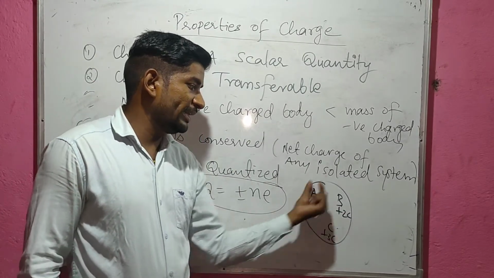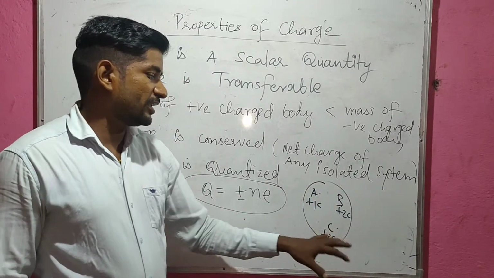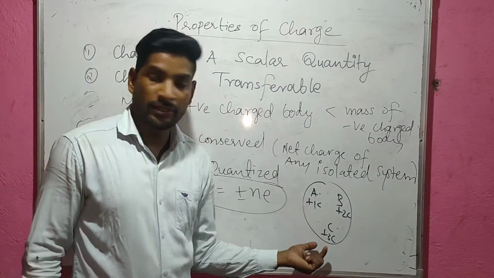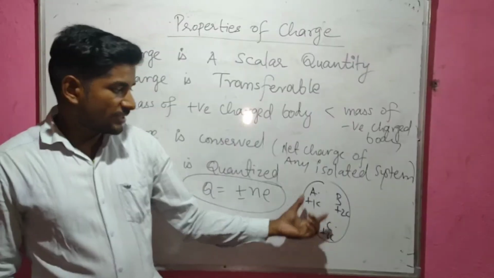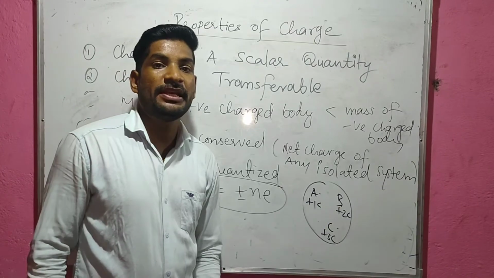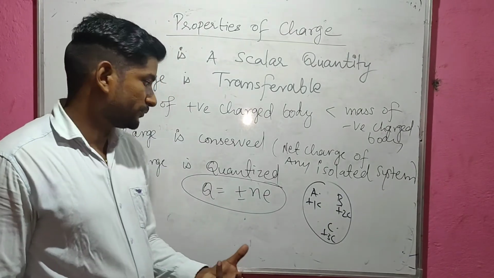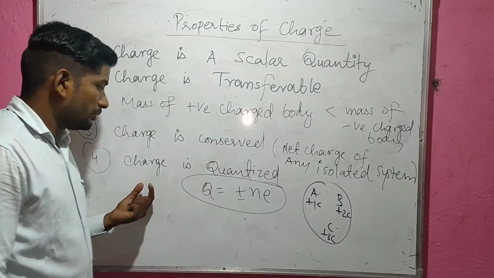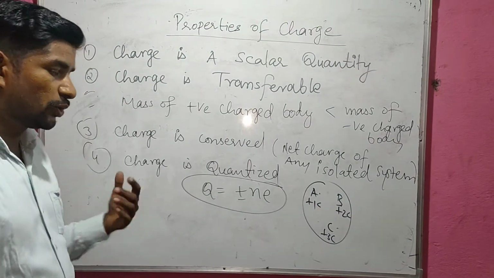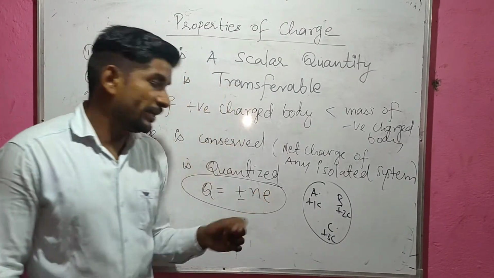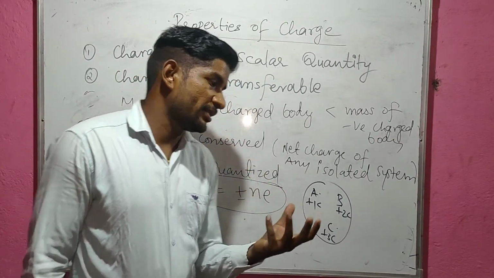So before interaction and after interaction, the total quantity of charge will remain constant. Okay, now charge is quantized. This is called quantization of charge.